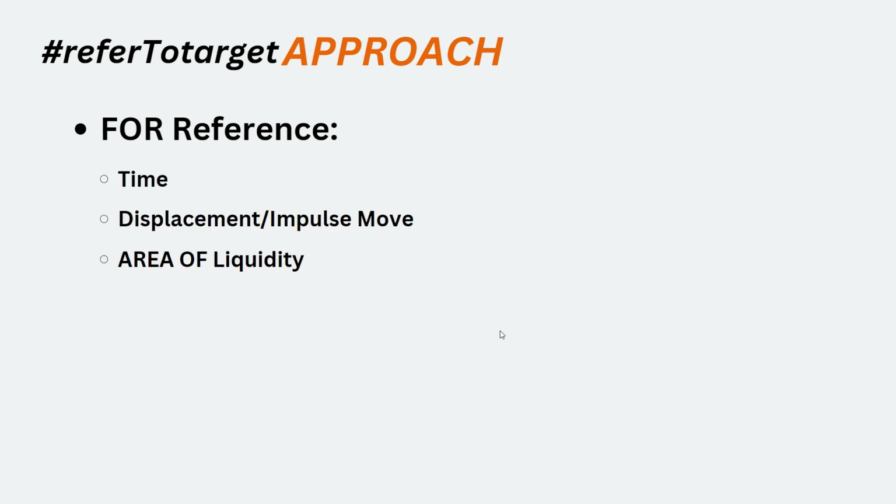For your area of reference, you want to be focused on time, displacement or impulse move, then area of liquidity. So you want to be focused on a particular time zone. It can be the London session or the New York session. And the next thing you want to be looking out for within that particular session is a displacement in price. Now this displacement in price is not just a random movement, but this displacement in price must be to an area of liquidity. Good. So you want to see price move impulsively to an area of liquidity within that particular time zone. So this is where you're going to be focused on for your area of reference.